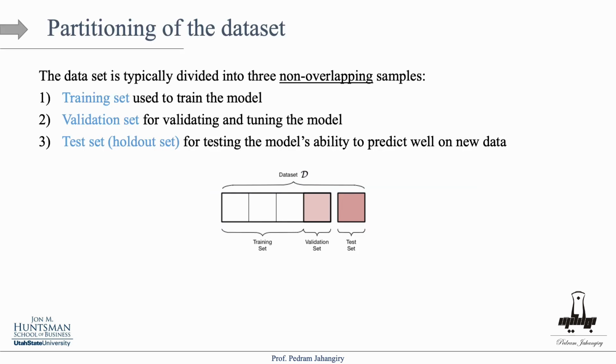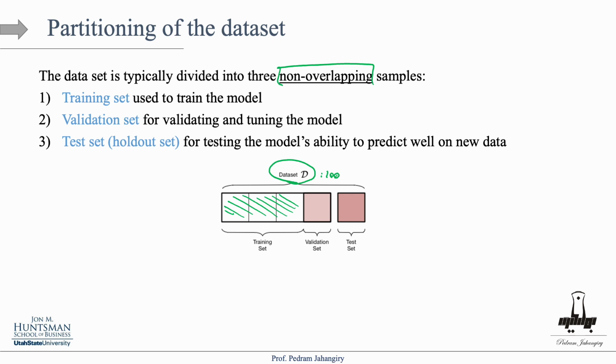What do we mean by partitioning of the data set? The data set is typically divided into three non-overlapping samples. So imagine this is our data set D, and we are going to divide it into three parts. And let's say this data set D has 100 observations, right? So the first part is going to be roughly about 60 observations, and we call it train set, right? And the train set is used to train the model. This is where the parameters of the model are being learned.